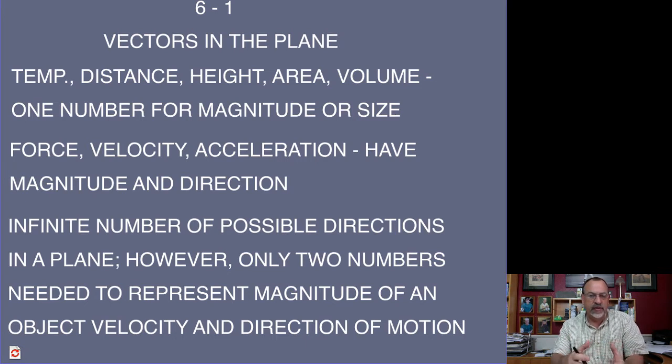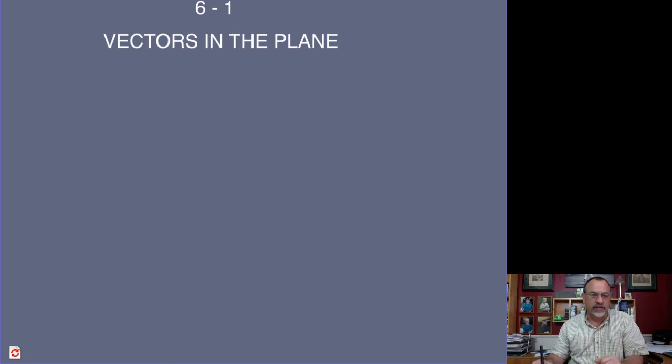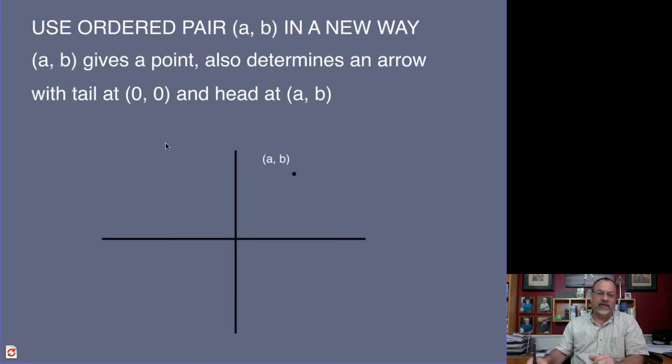So these two numbers, you're probably asking, well, what two numbers is he talking about? And hopefully that's what you're asking. If not, maybe you are asking now. The two numbers that we're talking about is an ordered pair. Now, in the past, we've used an ordered pair, an A value and a B value in parentheses, to represent a single point in the coordinate plane.